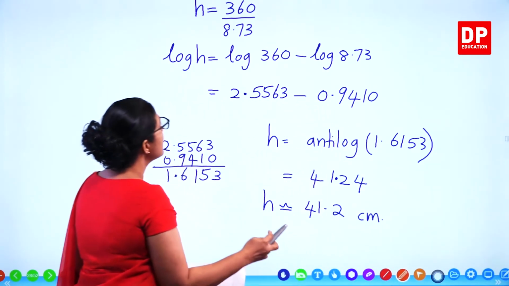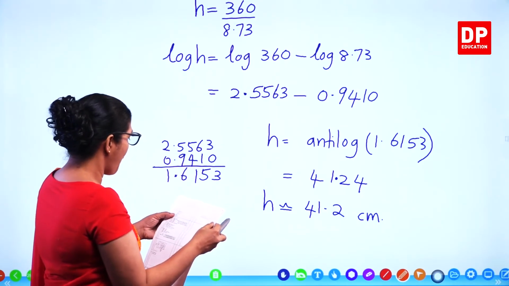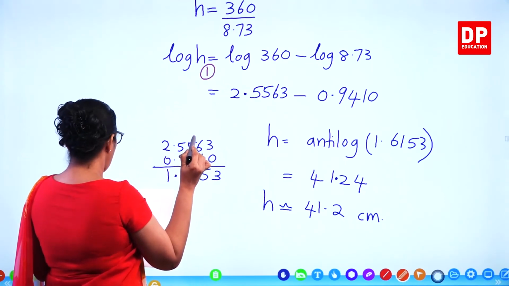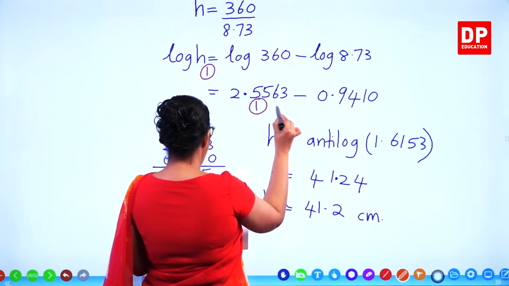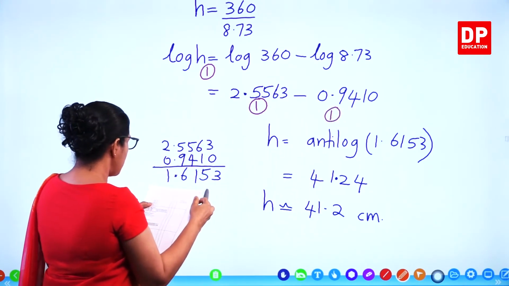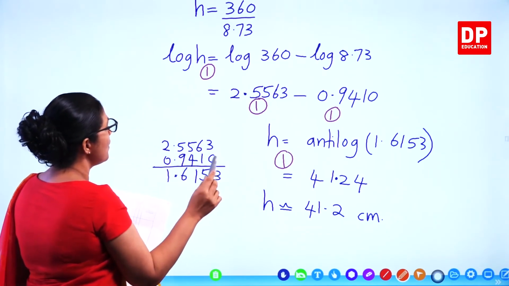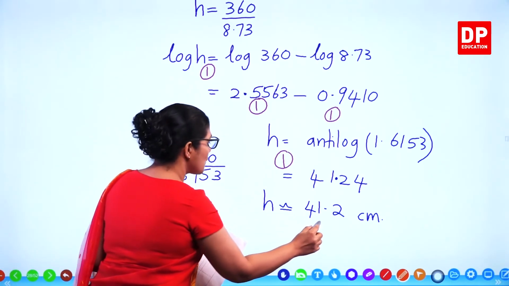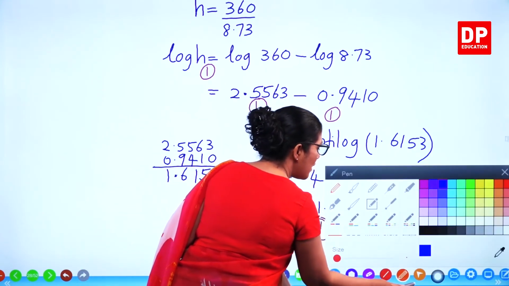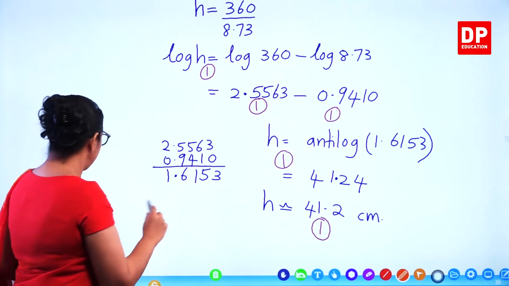Let's give marks for this step. You are getting 5 marks for that. Taking logarithms, 1 mark. This value 1, and this value 1. Taking antilog, another 1 mark. And the last value, 1 mark. So 5 marks for this, and previously we gave 5 marks, altogether 10 marks.